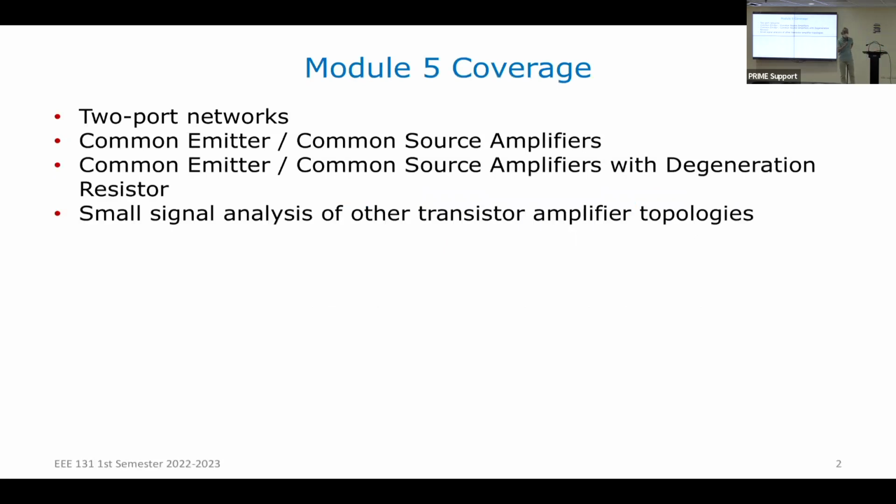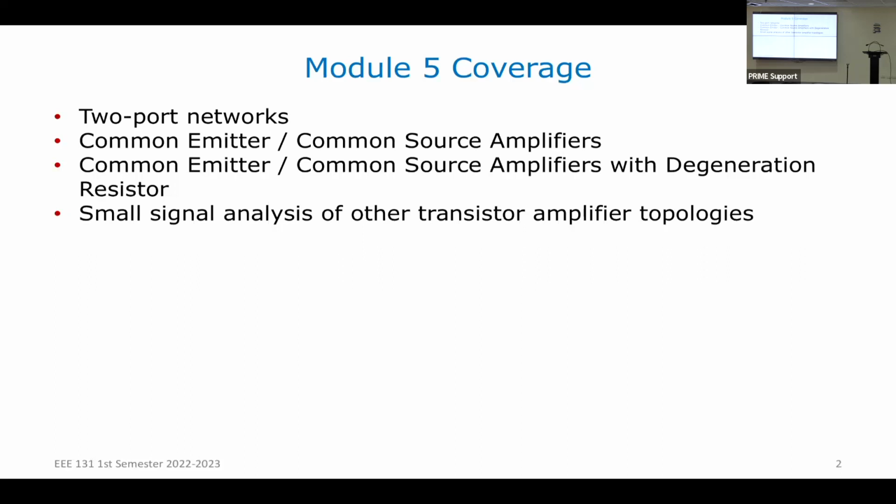First, I'm going to reintroduce two-port networks. For those of you that attended my online sessions, I did a short introduction to two-port networks when we first took up the small signal model of the transistor. I'm going to reintroduce that. And then we're going to go to common emitter, common source amplifiers. Then common emitter, common source amplifiers with the degeneration resistor. Pag linagyan natin ng resistor sa emitter, or linagyan natin ng resistor sa source, you call that a degeneration resistor. And the reason why you do that is because it controls the gain. So we're going to take that up.